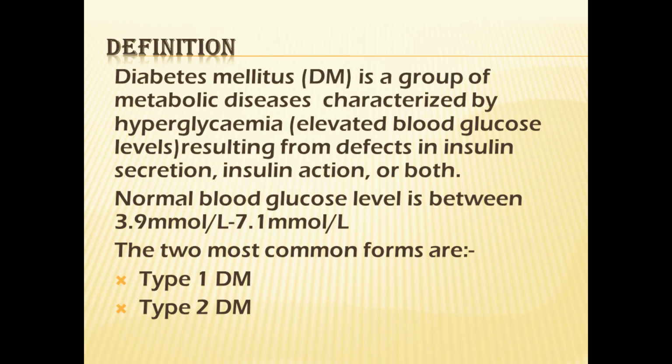Diabetes mellitus is a group of metabolic diseases characterized by hyperglycemia, that is, elevated blood glucose levels, resulting from defects in insulin secretion, insulin action, or both. The normal value of blood glucose is between 3.9 millimole per liter to 7.1 millimole per liter. There are two common forms of diabetes, that is, type 1 and type 2 diabetes mellitus.